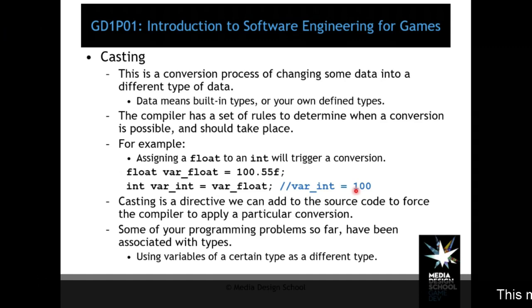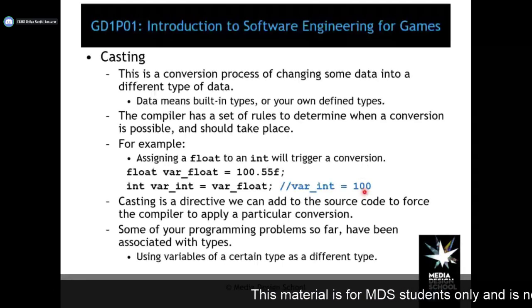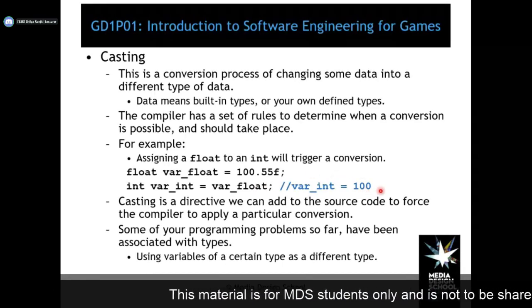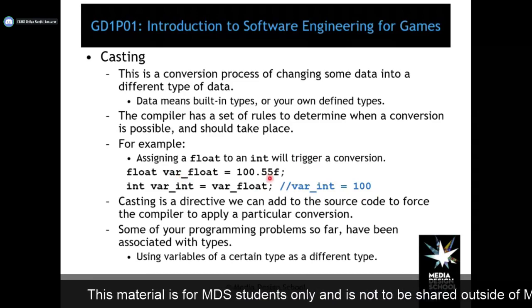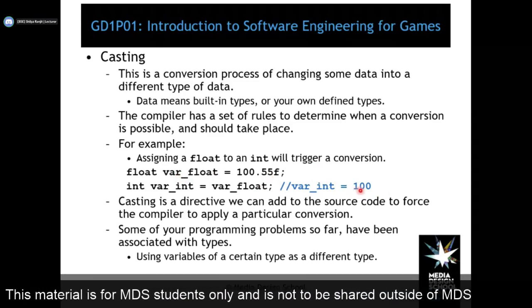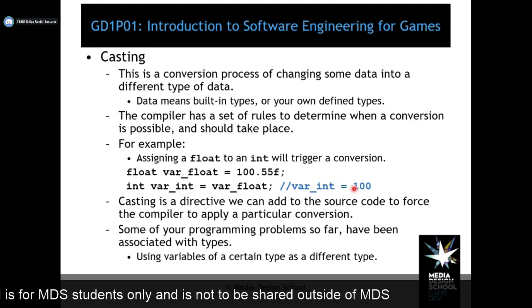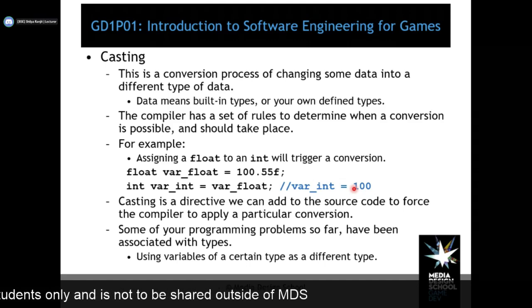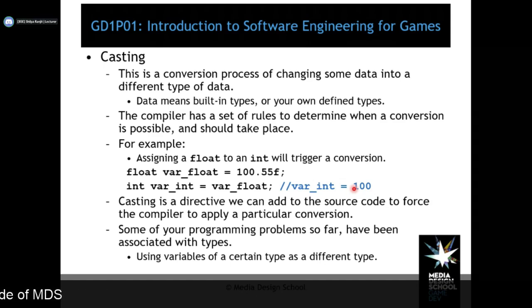So that means I've lost precision there, lost the data, because when I had 100.55 and I'm assigning it to an integer, all I get is 100. So obviously the compiler is going to throw you a warning saying that there is a possible loss of data. All right, so that is what casting is.